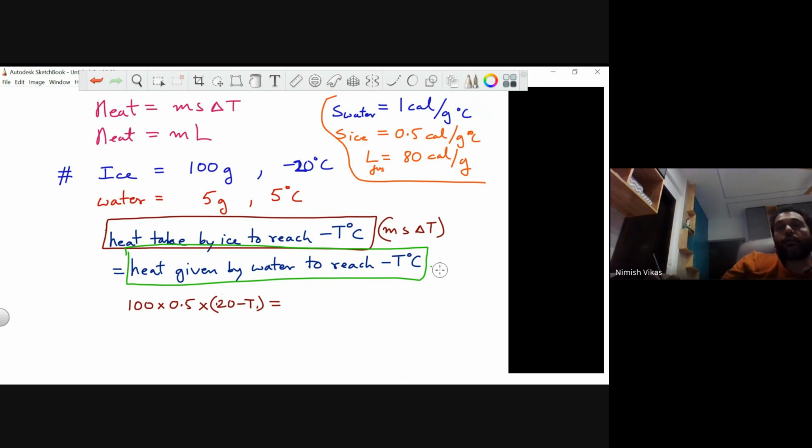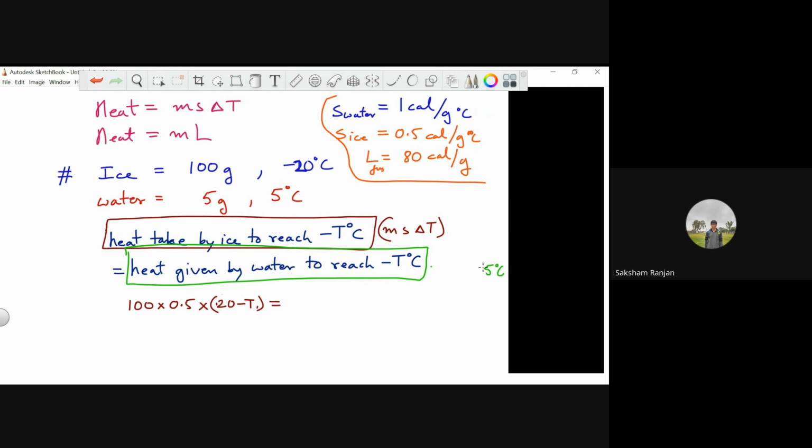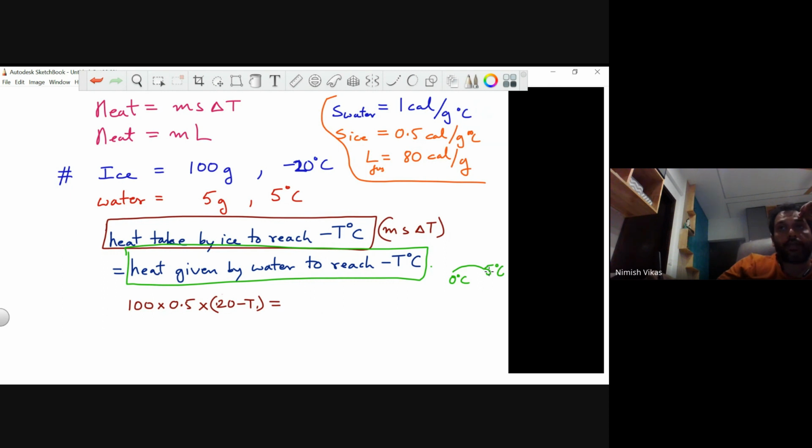So heat given by water to reach -T. That happens in 2 steps, right? So 5 into -5 plus 5 into t minus 5 plus 400. Yeah. This happens in 2 steps, right? 5 to 0. No, that is also wrong. Okay, guys, write it. Take your time and write it. I think you are going to write it wrong because you are telling it wrong twice.